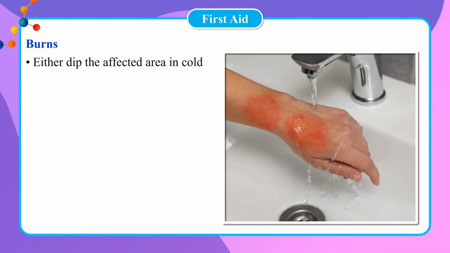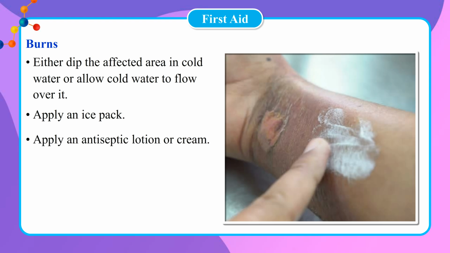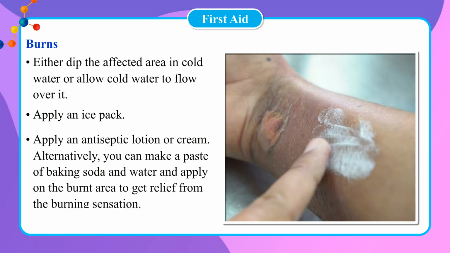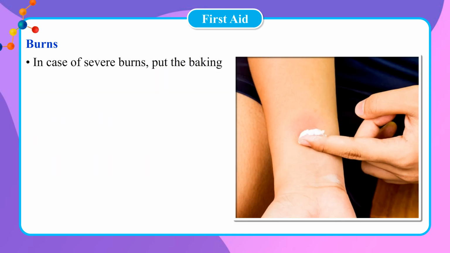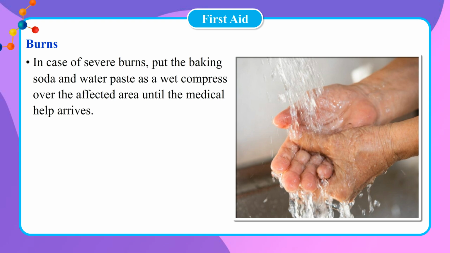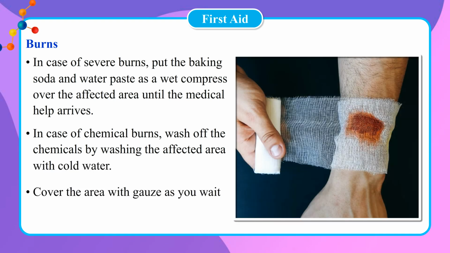Either dip the affected area in cold water or allow cold water to flow over it. Apply an ice pack. Apply an antiseptic lotion or cream. Alternatively, you can make a paste of baking soda and water and apply it on the burnt area to get relief from the burning sensation. In case of severe burns, put the baking soda and water paste as a wet compress over the affected area until the medical help arrives. In case of chemical burns, wash off the chemicals by washing the affected area with cold water. Cover the area with gauze as you wait for the doctor to arrive.